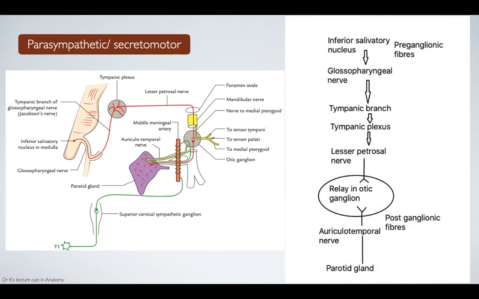Coming to the secretomotor pathway, remember a relay here, like how it happens in an athlete. Someone carries the torch from the initial point and it gets passed on to other people of the team, and finally it reaches the goal. That is what is going to happen here. So let's trace it out. A message comes from the brain to secrete saliva. From where does the message come? Inferior salivatory nucleus in the medulla.